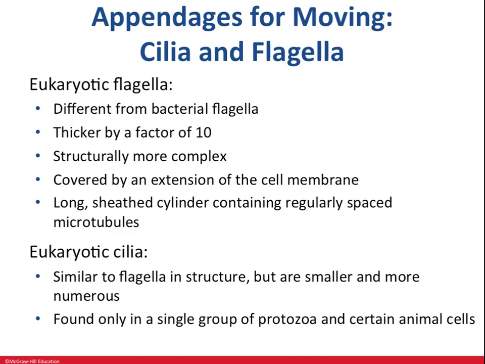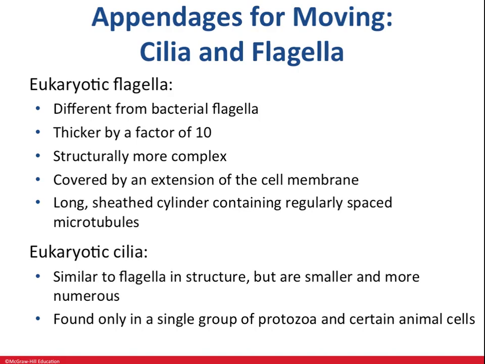So the eukaryotic flagellum is different from the prokaryotic one. It's thicker and the structure is more complicated. It is covered by an extension of the cellular membrane, a long sheathed cylinder containing regularly spaced microtubules. Eukaryotic cilia are similar to the flagella, however, they are very small and short.